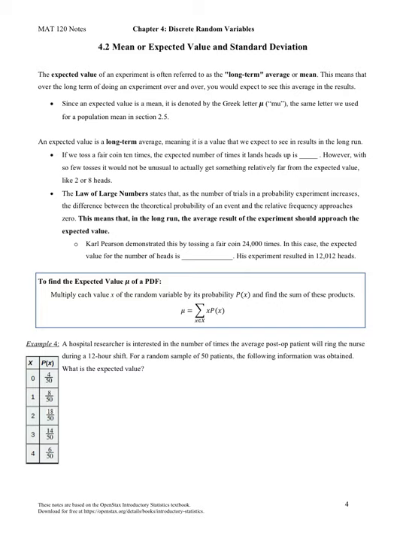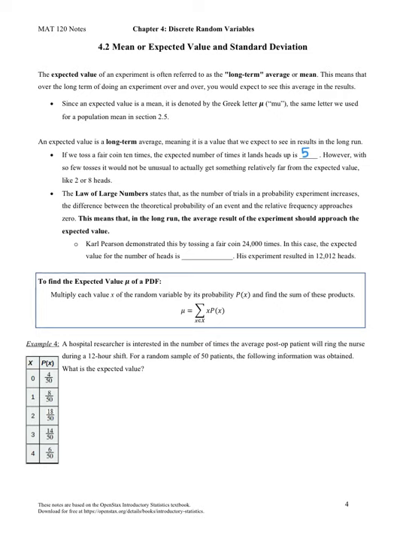That means if you keep doing your experiment over and over and over again, you would expect to end up with the expected value of the experiment. For instance, if we toss a coin 10 times, we would expect that it will land heads up 5 times, 50% of 10.